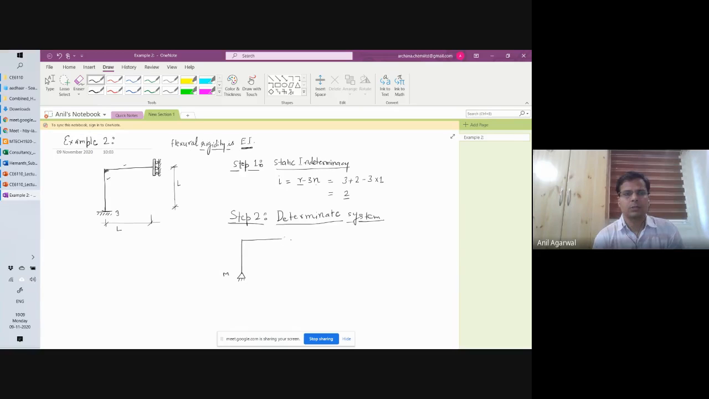I had released a moment here. So one I had released here. Here you are restraining two forces. You are restraining a moment here. Sorry, restraining a rotation here, and restraining the horizontal movement here.